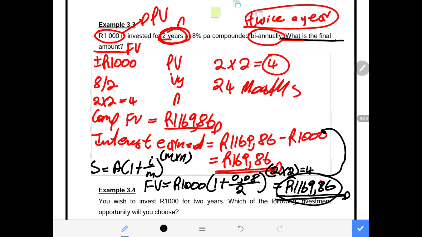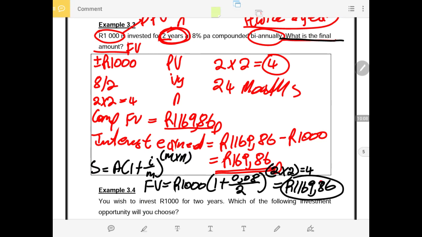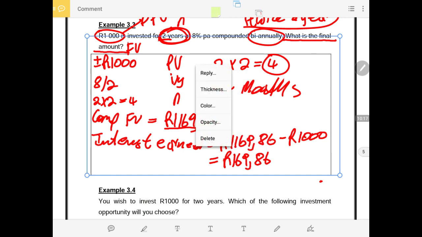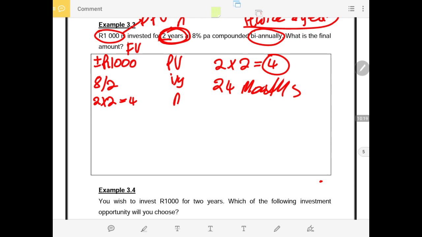Now I also want to highlight the fact that you can be given the future value, which is 1169.86, and you want to calculate the present value. So that is still not a problem. You just use the information that is provided to you to calculate the present value of the question that you are dealing with. Now, let us close this question.